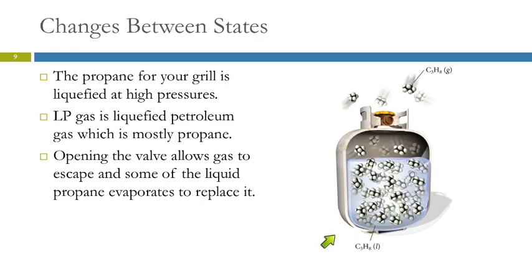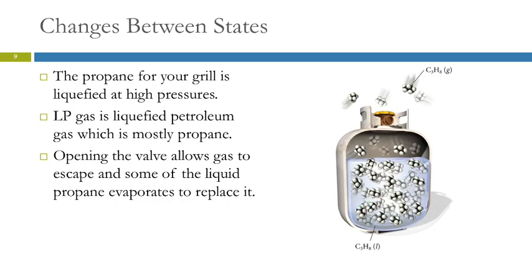So here's an illustration of an LP gas tank, like you might have in the backyard for your gas grill. It's filled with liquefied petroleum gas, which is mostly propane. So we talk about it as propane. It's not pure propane though. Liquefied petroleum gas. They sell it in a canister like this under high pressure, liquefied, because then it takes up a lot less space than if you were to sell it as a gas. And it will remain a liquid because it's under pressure.